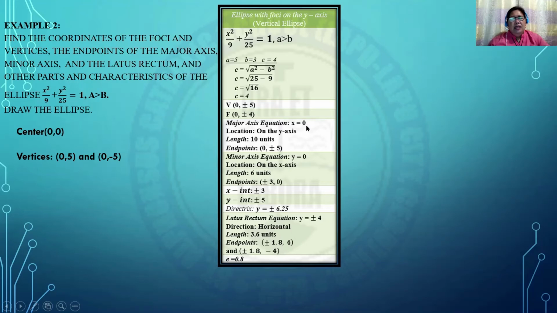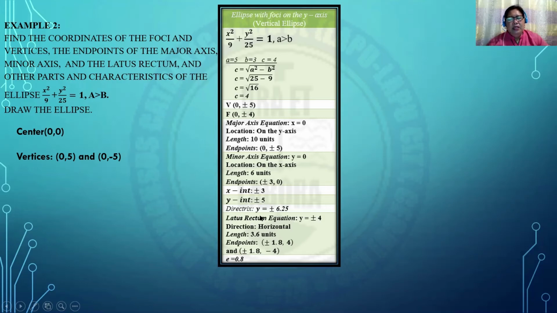Major axis is x is equal to 0. The location is the y-axis. The length is 10 units, and the endpoints is 0, positive 5, and 0, negative 5. For the minor axis, y is equal to 0, and the location is on the x-axis. The length is 6 units, and the endpoints we have positive 3, 0, and negative 3, 0. For the x-intercepts, we have positive 3 and negative 3. For the y-intercepts, we have positive 5 and negative 5.